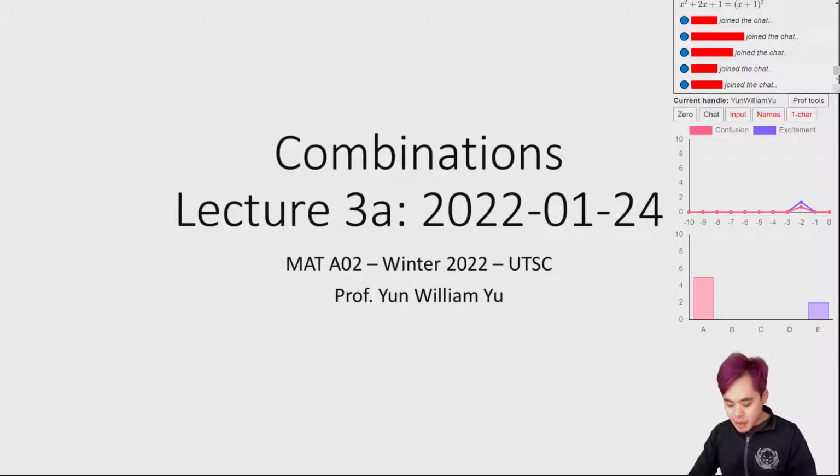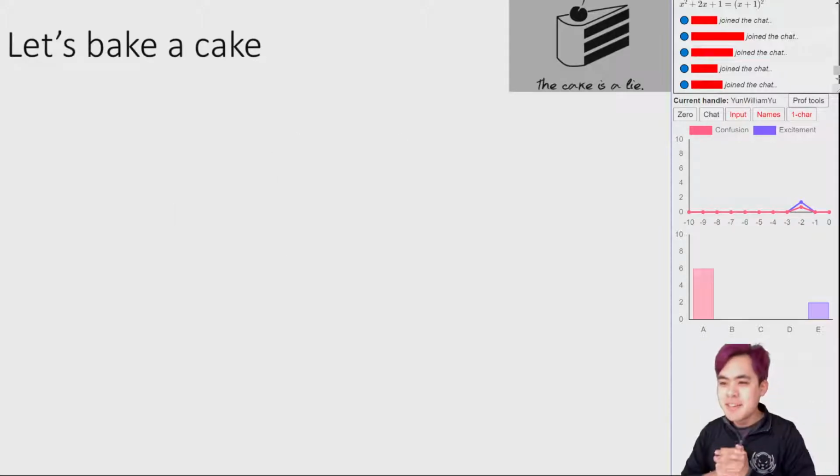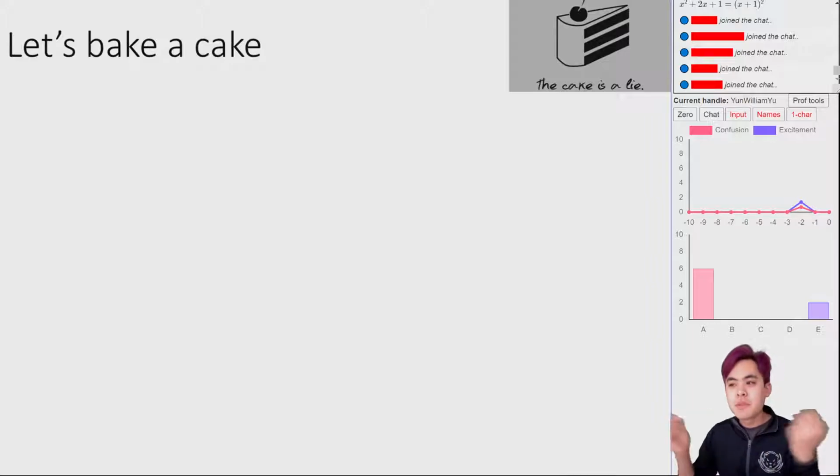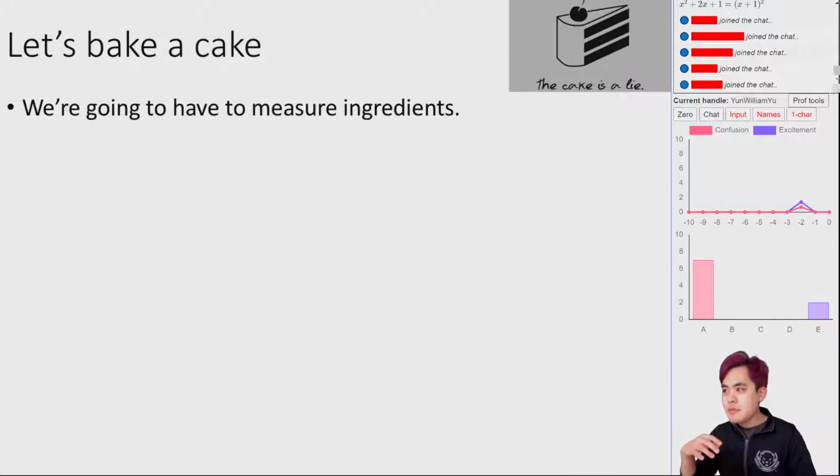So we're going to be talking about combinations today. And what are we going to do? Well, let's bake a cake. So what do you have to do in order to bake a cake? Well, you're going to have to measure ingredients, right?